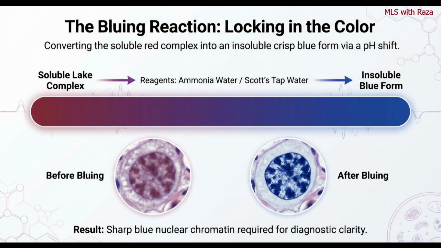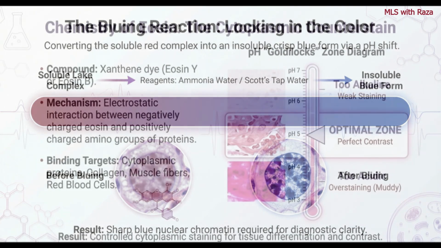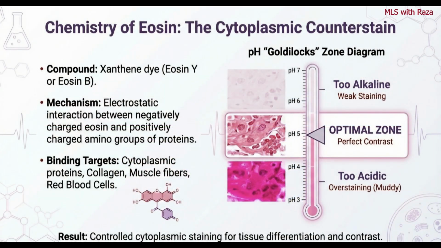But wait, there's one last chemical trick up its sleeve. You see, after the initial staining, the nucleus is kind of reddish, and the dye is still soluble, meaning it could wash out. So the bluing reaction introduces this critical pH shift using a weak alkaline solution. And this simple change converts that soluble red complex into an insoluble, crisp blue form. I mean, look at the before and after here. You can see the dramatic difference it makes. This step literally locks in the color and gives us that sharp, clear nuclear detail that is so essential for a diagnosis.